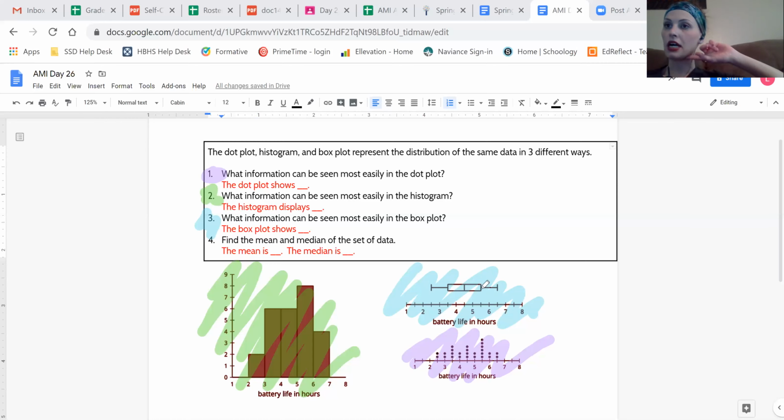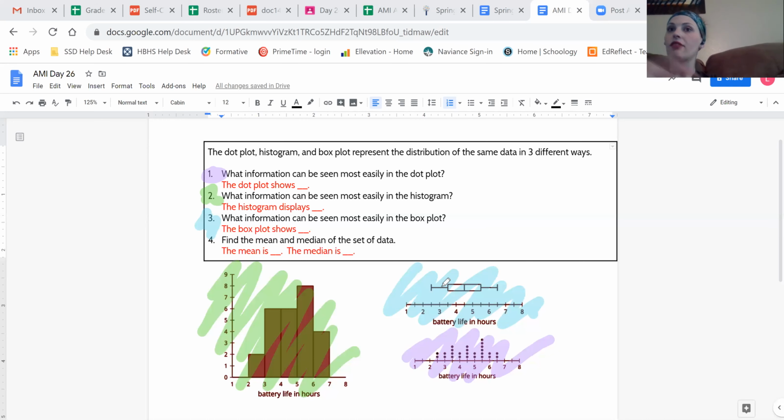This little bar is a quartile, so a quarter of the values are from here to here, a quarter of the values are from here to here, a quarter of the values are from here to here, and a quarter of the values are from here to here. So it really chunks it into 4 sections, all right? You can decide what information is given from each of those.